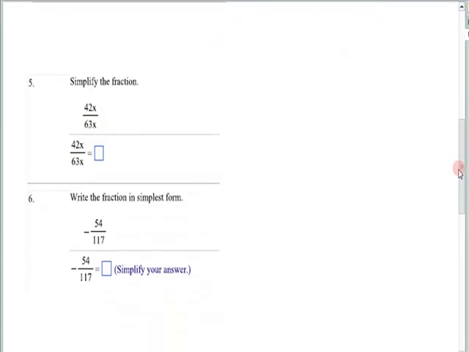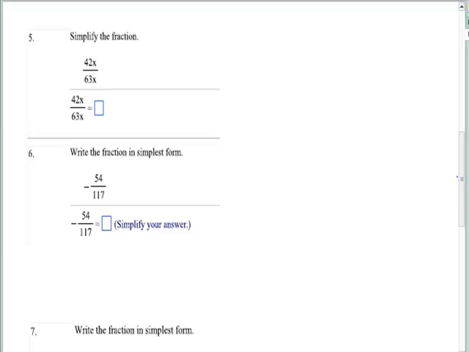Okay, let's take a look at the next one, and we're going to start involving variables a little bit here. Again, I have 42x over 63x. All right, the numbers. What number will go into 42 and 63? If you're pretty good with your multiplication facts, then I think you will recognize that 7 will. 7 goes into 42 6 times, and 7 goes into 63 9 times. You have x's. Well, that's a common x, which means it divides out.